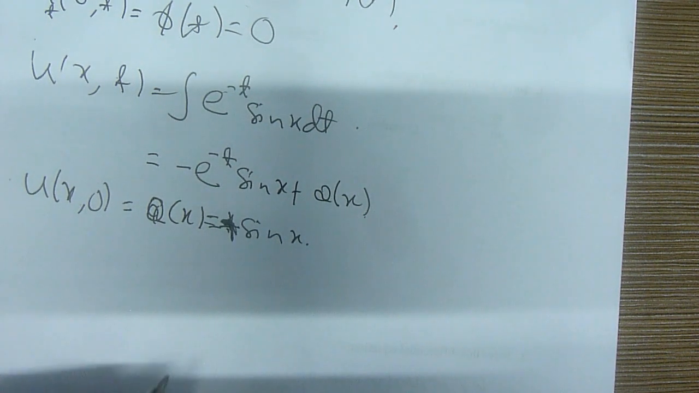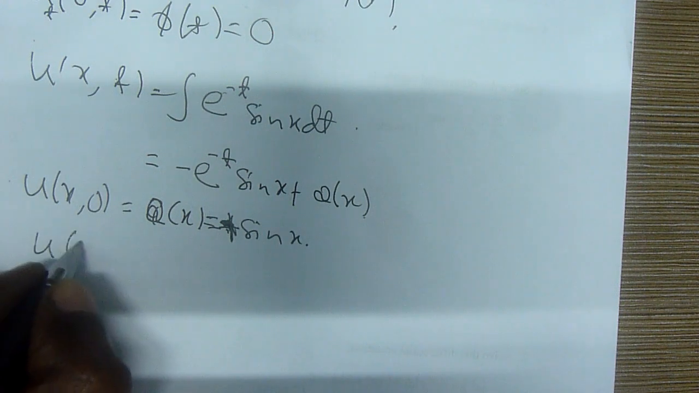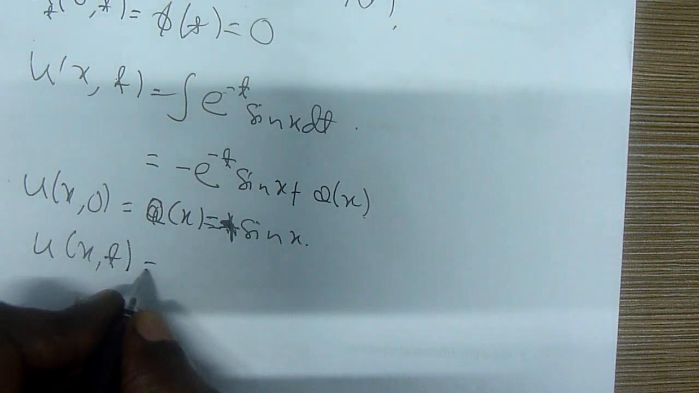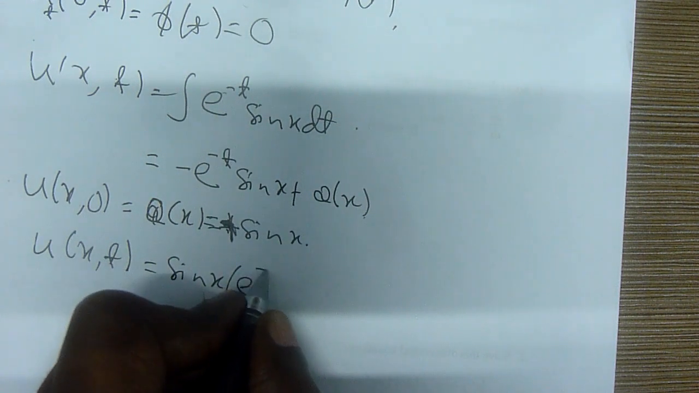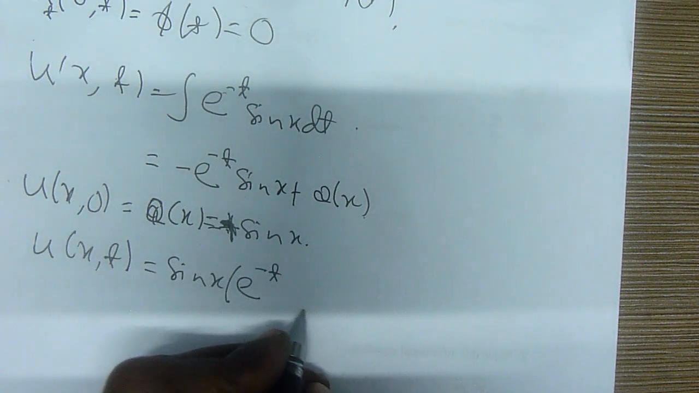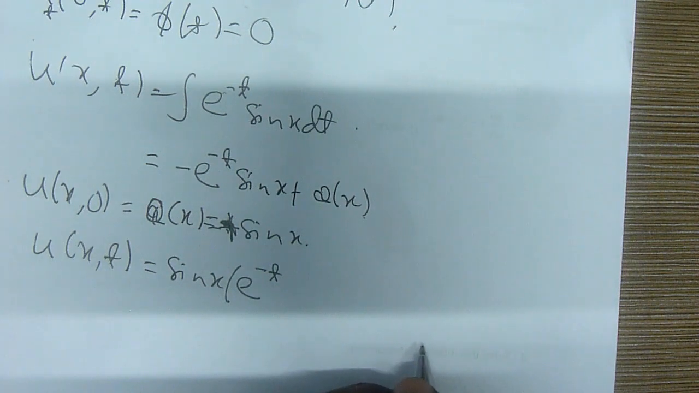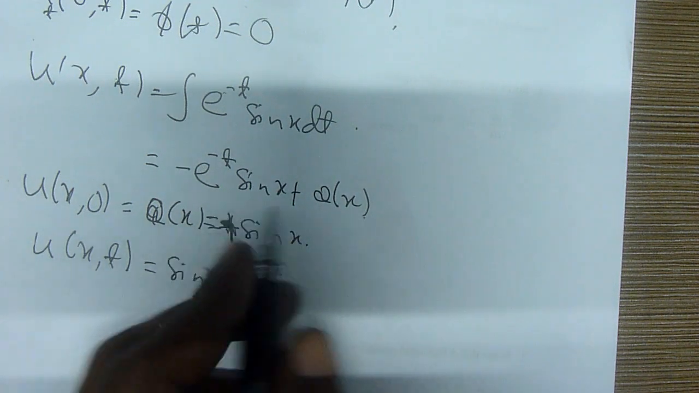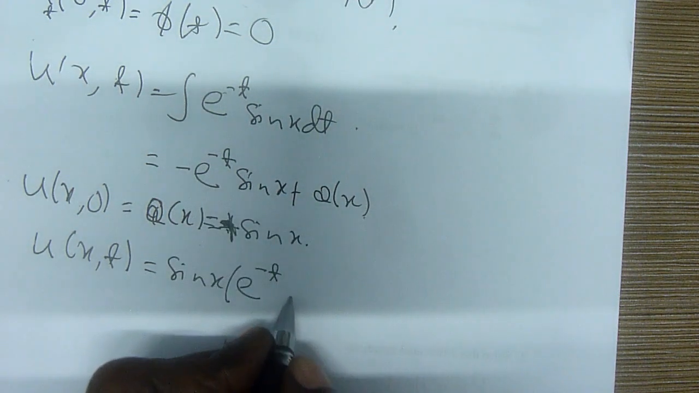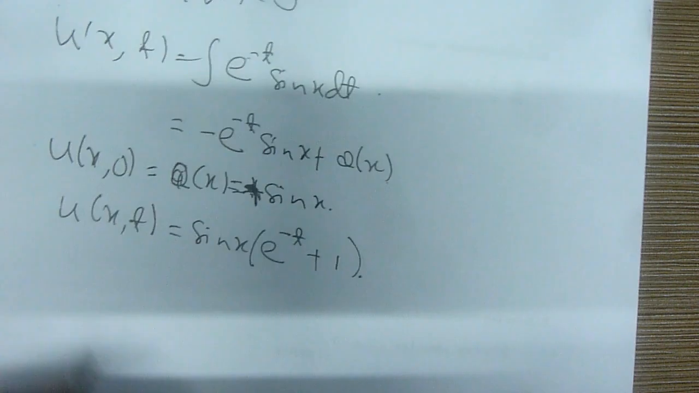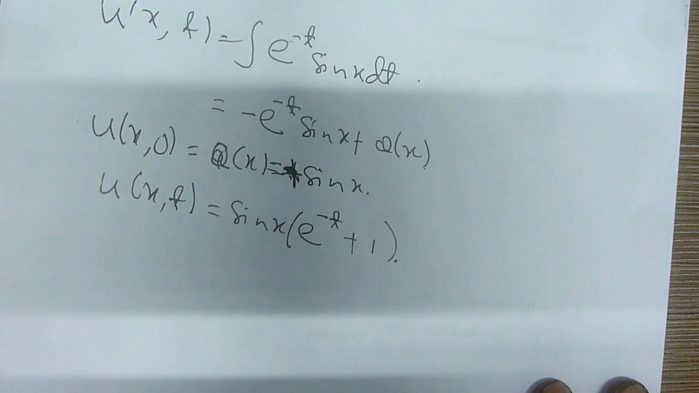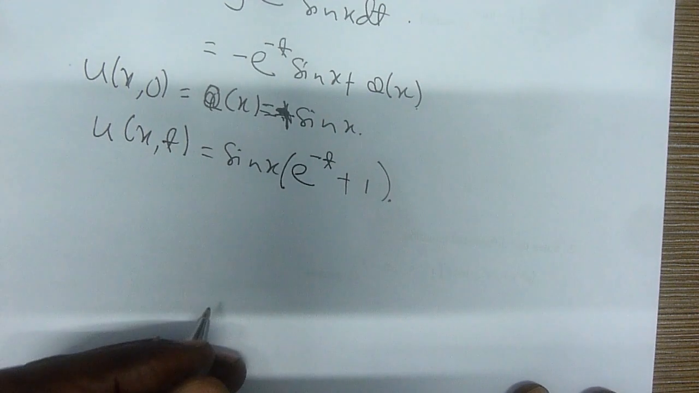Okay, therefore I get the whole answer as sin x e^(-t) plus 1. Because it's a sine and a plus 1. Done. Okay, now we go for one more example.